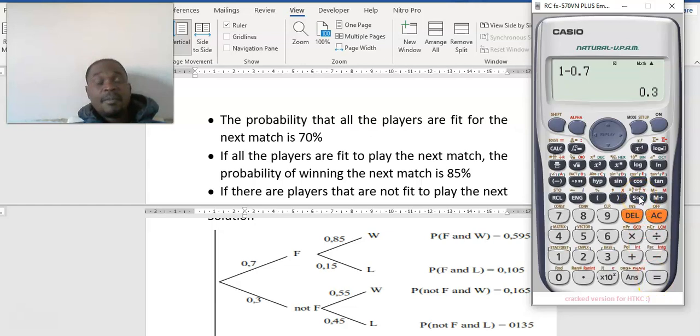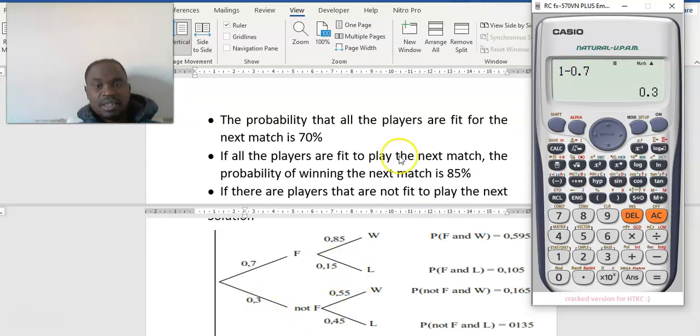Remember I said the probability of an event occurring plus the probability of an event not occurring is equal to 1. So if our event occurring is 0.7, the probability of the event not occurring is going to be 1 minus 0.7, because I'm going to transpose the event occurring to the other side, which becomes minus. So it's going to be 1 minus 0.7, which is 0.3.